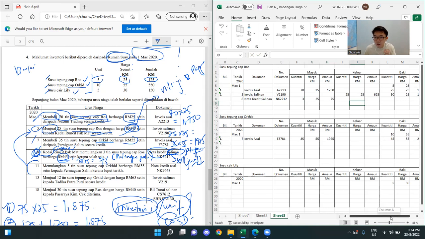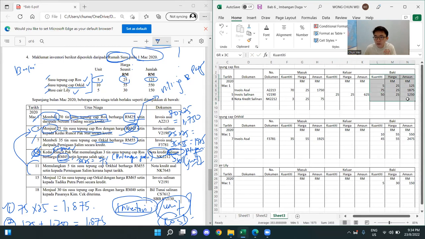So now you add to your baki sini. So quantity 50 plus 3, you got 53. And then the harga is always the same, 25. And then your amount will be how much? 53 times 25. 1325. Or if you want, you can use 1250 plus 75 and you get 1325 also. Alright, okay, now we go to 11.